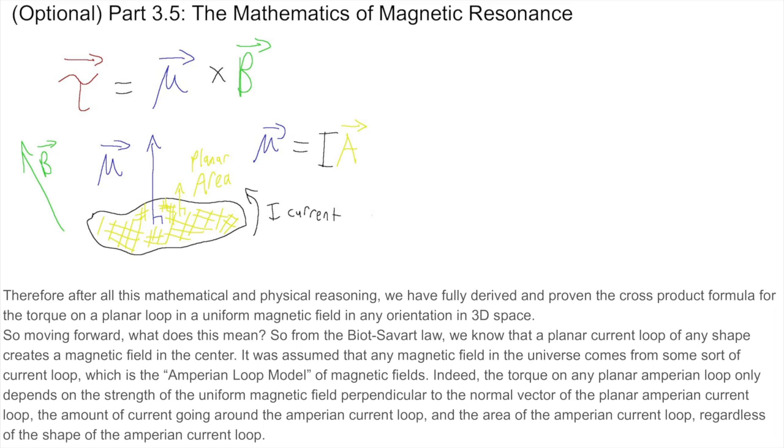From the Biot-Savart law, we know that a planar current loop of any shape creates a magnetic field in the center. It was assumed that any magnetic field in the universe comes from some sort of current loop, which is the Ampérian loop model of magnetic fields. Indeed, the torque on any planar Ampérian loop only depends on the strength of the uniform magnetic field perpendicular to the normal vector of the planar Ampérian current loop, the amount of current going through and around the Ampérian current loop, and the area of the Ampérian current loop, regardless of its shape.